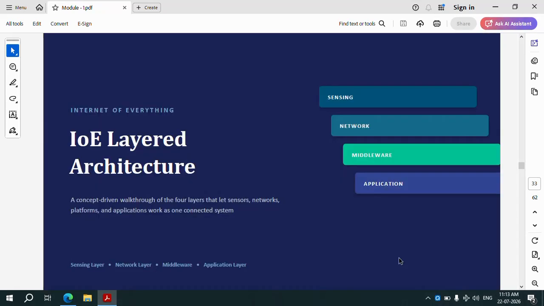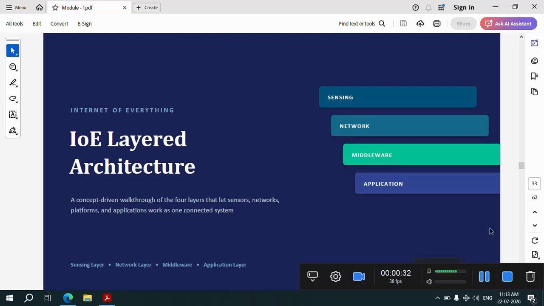This is a continuation of Internet of Everything (IoE) Layered Architecture. In IoE Layered Architecture, concept-driven gateways are available. The concept-driven gateways are sensing, network, middleware, and application. All these four come together to connect with our purpose of architecture in networking.